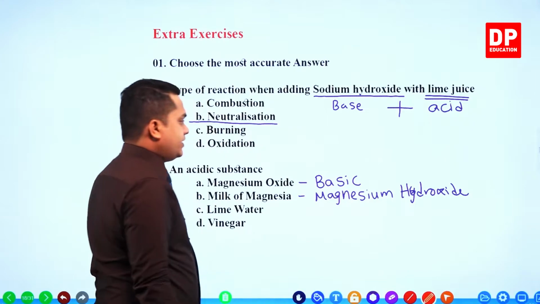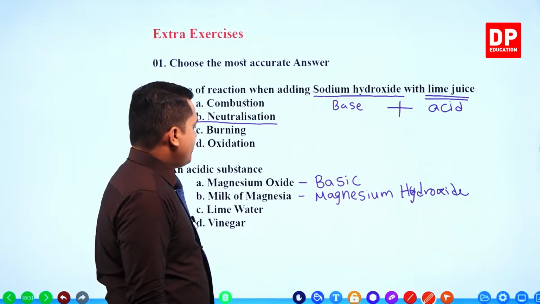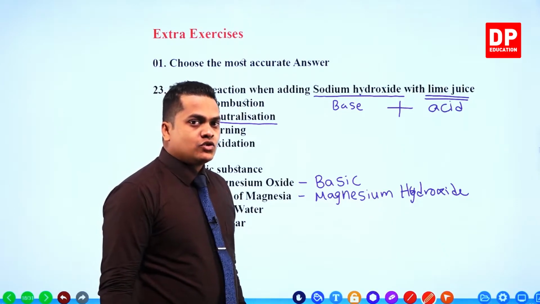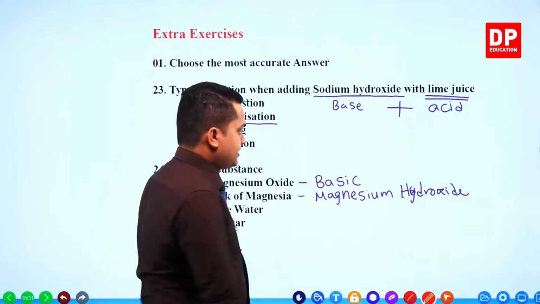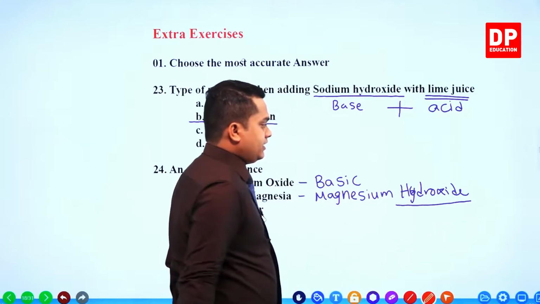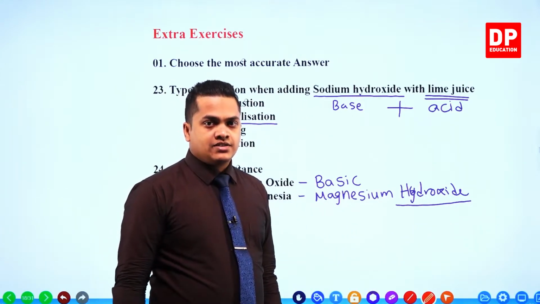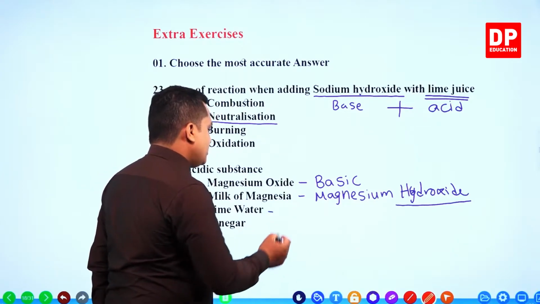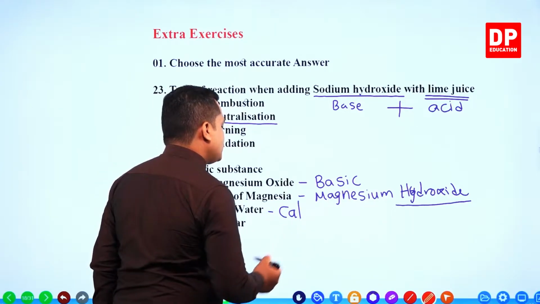Milk of magnesia is also referred to as magnesium hydroxide. So with magnesium hydroxide, once again you can observe the hydroxide. So magnesium hydroxide is also a base. Next one, lime water. Lime water means calcium hydroxide solution.